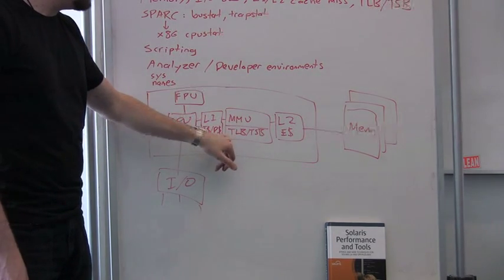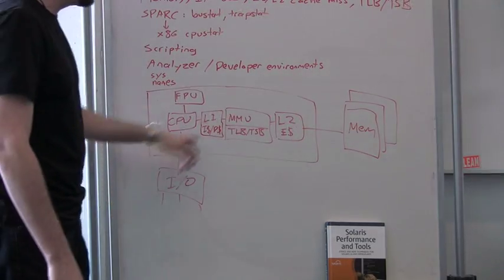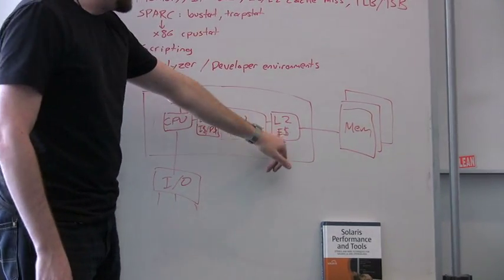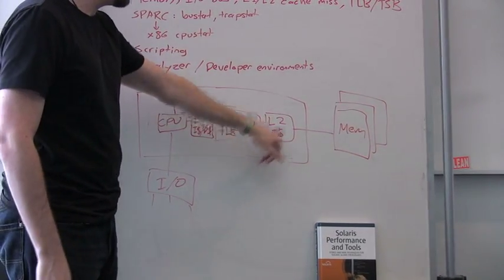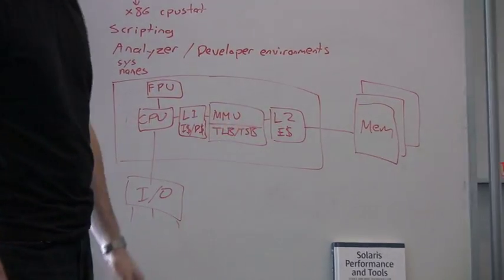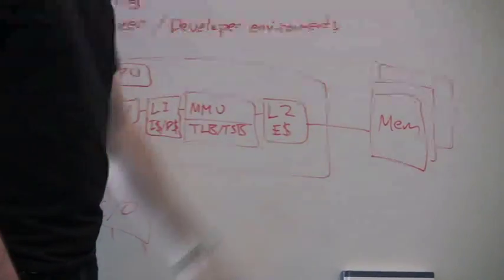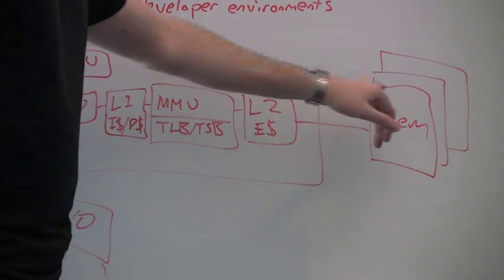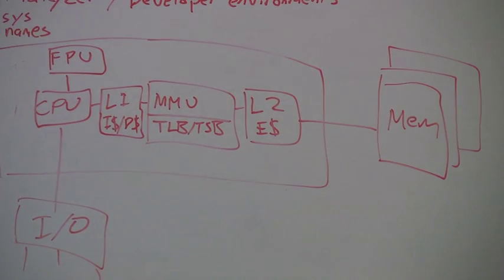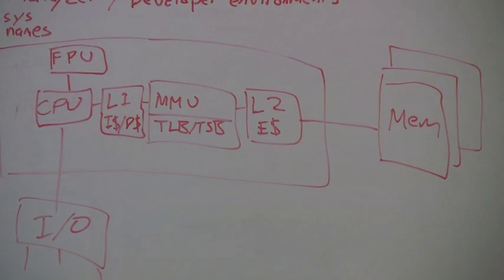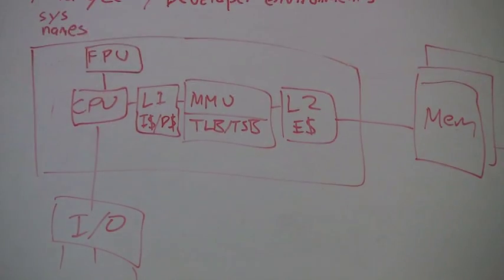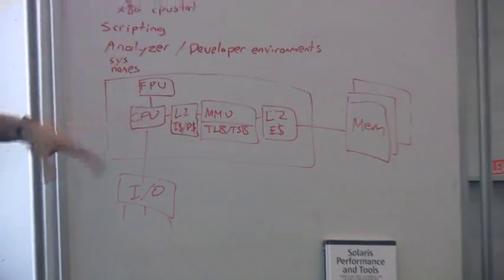The memory management unit for the TLB and TSB caches. The level 2 cache, or E cache, which sometimes is external but often built into the chip these days. You may have an L3 cache as well. The memory bus itself can often be measured, and I/O buses as well, or CPU interconnects. So try to map out a functional diagram.